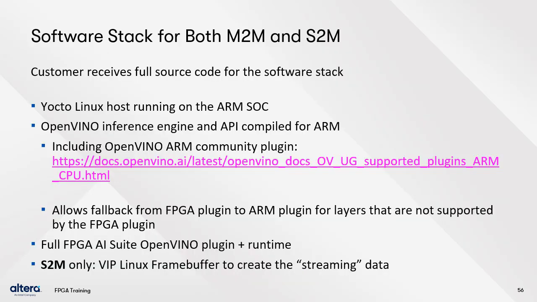Customer receives full source code for the software stack. It includes Yocto Linux host running on the ARM SoC, OpenVINO inference engine, and API compiled for ARM, including OpenVINO ARM community plugin at the link provided here. Software stack allows fallback from FPGA plugin to ARM plugin for layers that are not supported by the FPGA plugin. Full FPGA AI Suite OpenVINO plugin plus runtime. For S2M only, VIP Linux framebuffer to create the streaming data.